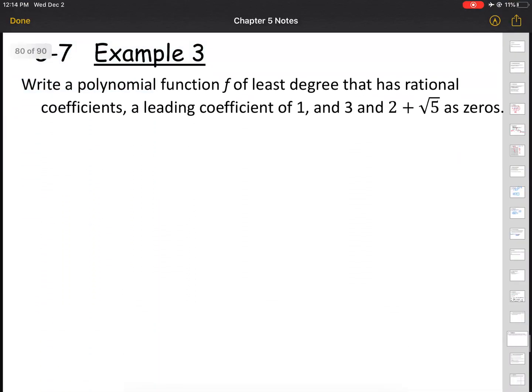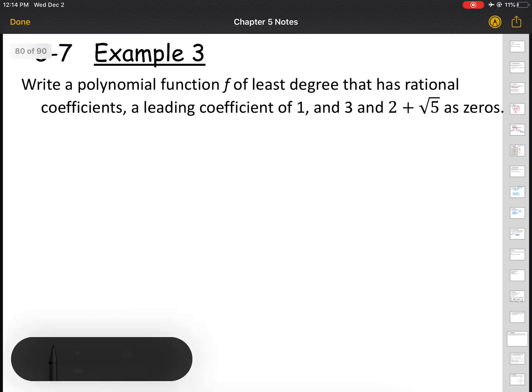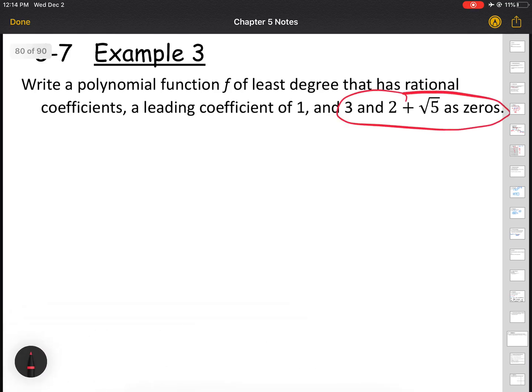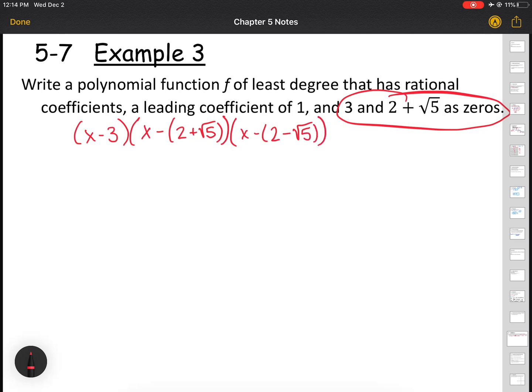Okay. So now we're going to write a polynomial function f of least degree that has rational coefficients, a leading coefficient of 1, and 3 and 2 plus square root of 5 as zeros. So here are going to be my zeros. If I write that in factored form, that is x minus 3, if I want 3 to be a zero. And then I need x minus 2 plus square root of 5. And according to the complex conjugate theorem, the conjugate is also in here as a factor. So x minus 2 minus square root of 5 as a factor there too.